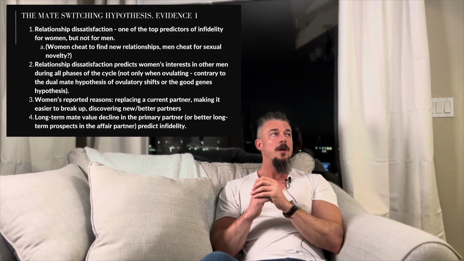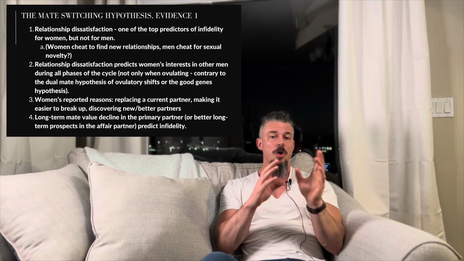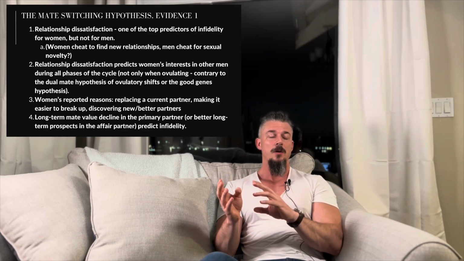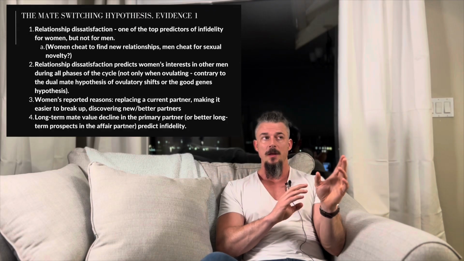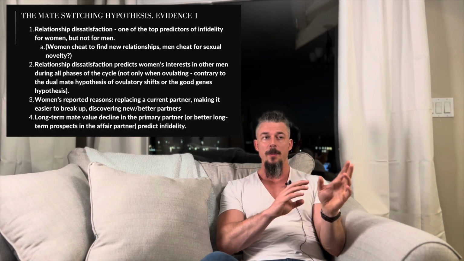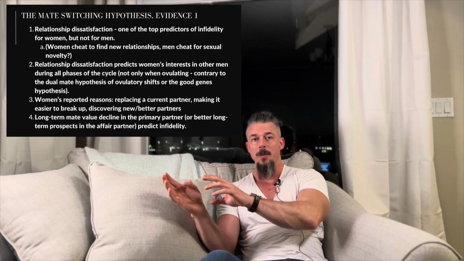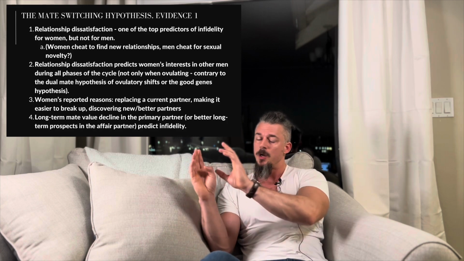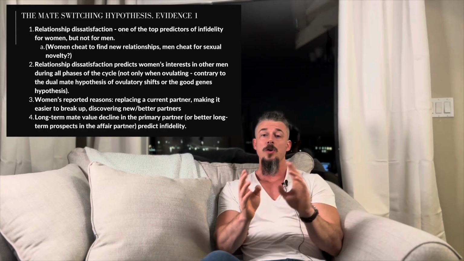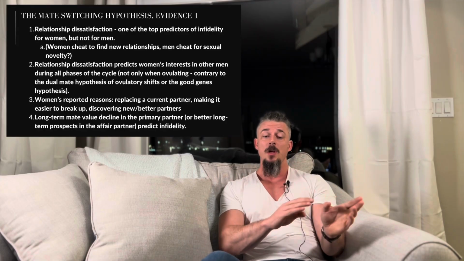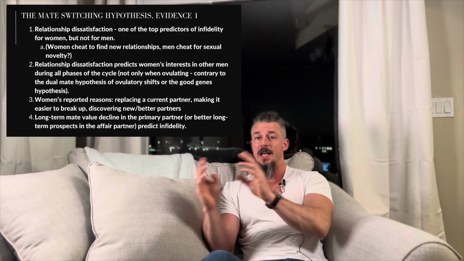What else do we know? In a primary partner, when long-term mate value traits decline, okay, so the things that make someone desirable as a long-term mate decline, that is when women also seek extra pair partners. Again, if the extra pair partner was simply a short-term thing and not a potential long-term mate, long-term relationship satisfaction or whatever would not predict seeking elsewhere, okay?